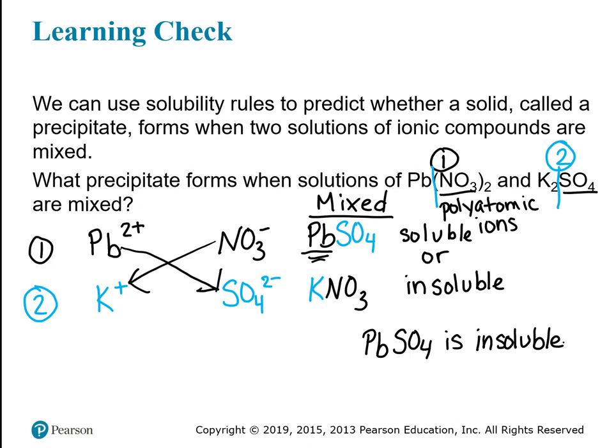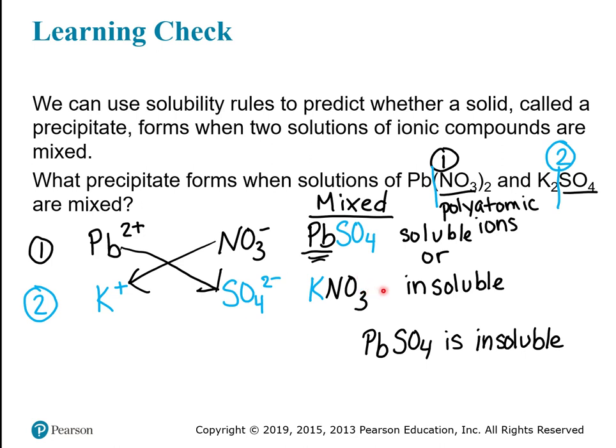So that's how you use solubility rules to predict whether a solid is going to form when you add two solutions of ionic compounds. The first thing you do is swap the ion. So you take your cation from one and add the anion from the other compound. And then you pair up the other two. Okay? So that's how we got the lead sulfate, lead 2 sulfate, and potassium nitrate.